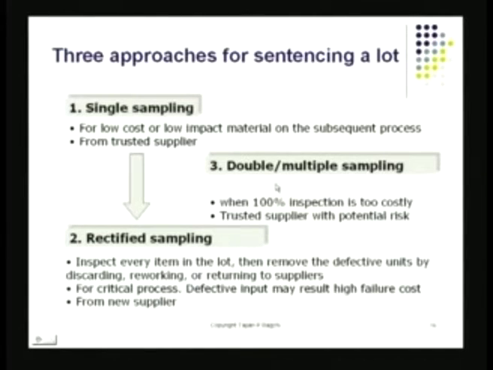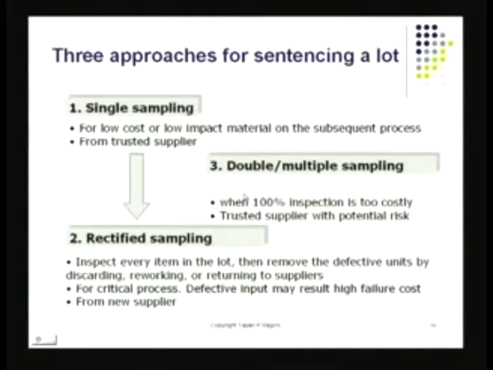Or what I could do is draw one sample, do some inspection, and perhaps I cannot decide whether to accept the lot or to reject the lot. In that case, I draw a second sample. On the basis of the combined results of the first sample and the second sample, I decide whether to accept the lot or to reject the lot. This is called double sampling. And if you generalize that, you can go to multiple sampling, or you could even go to sequential sampling. That you could do quite easily.